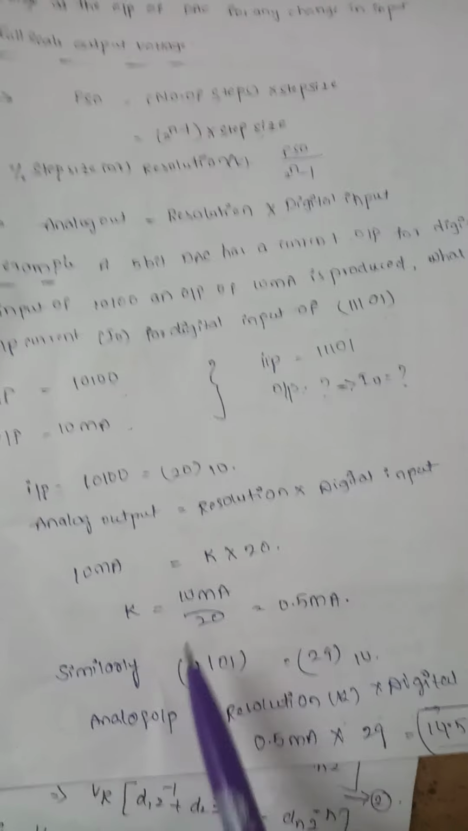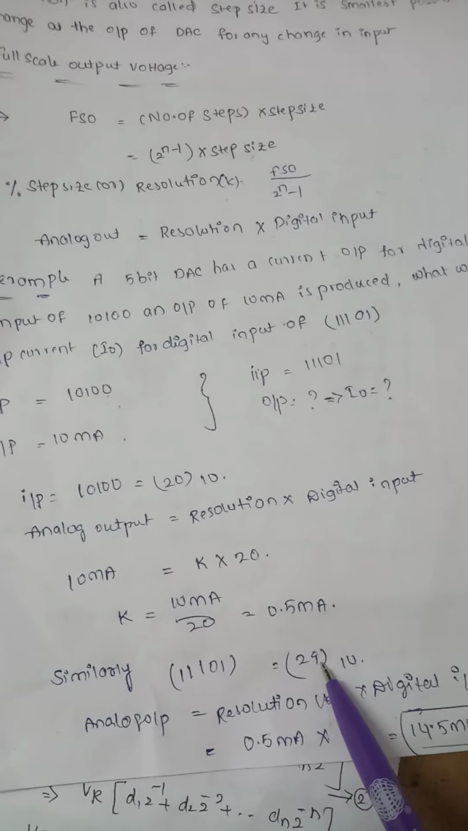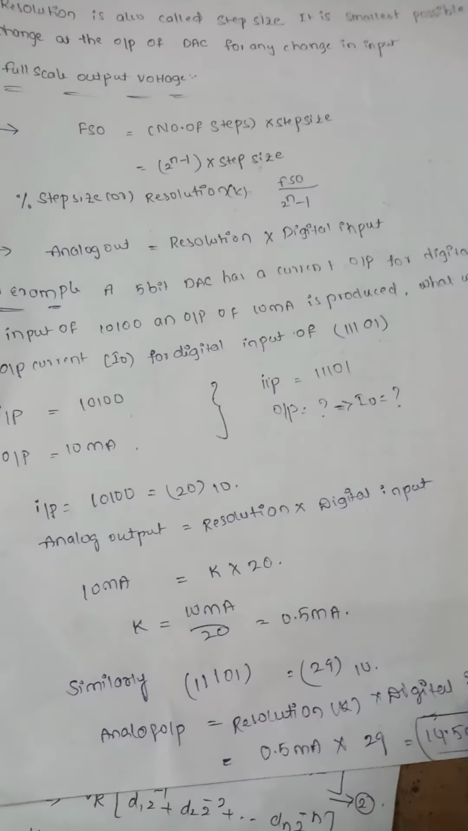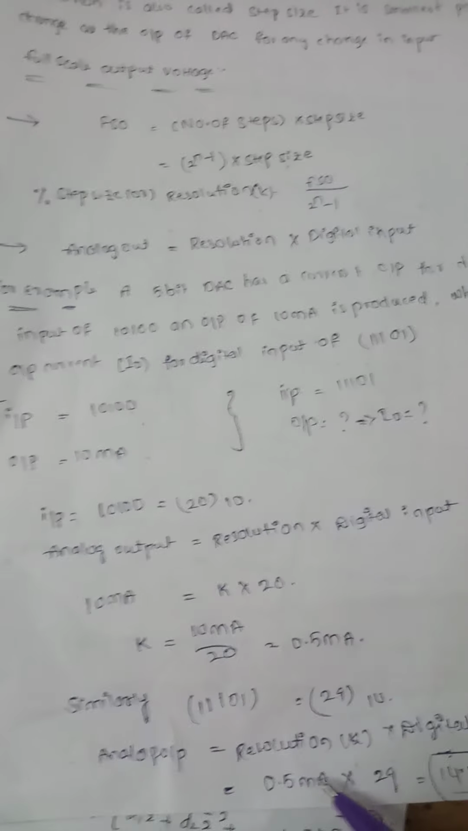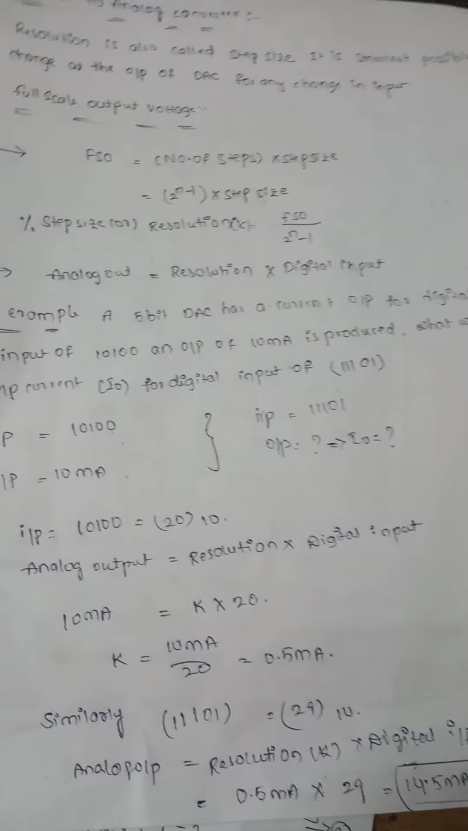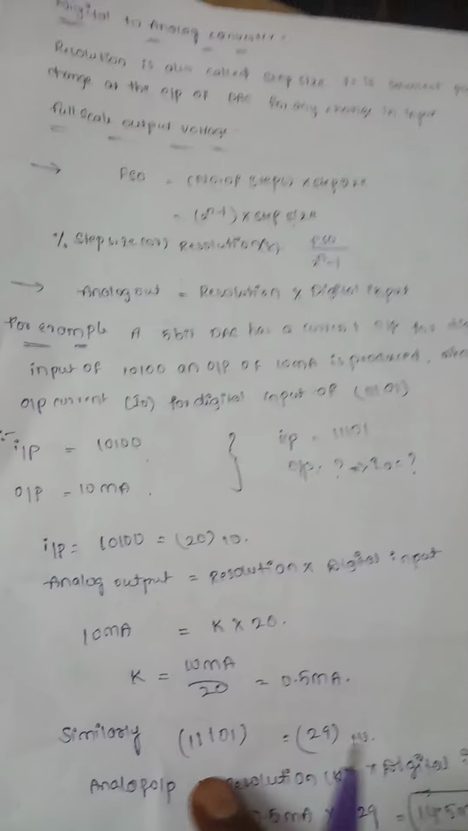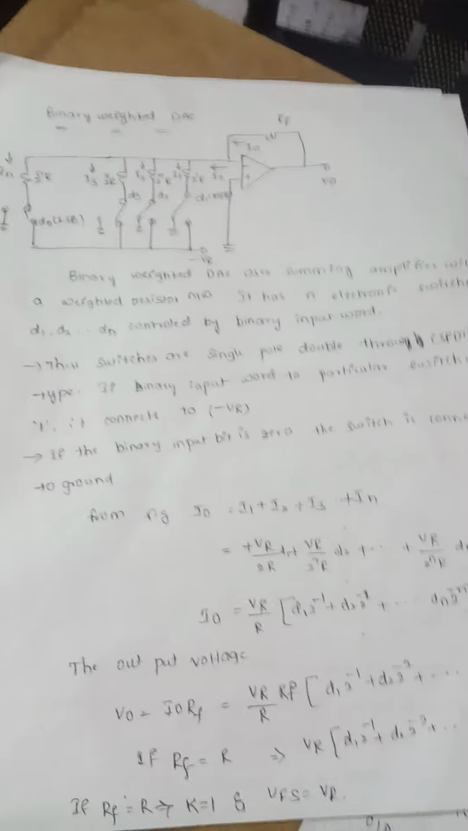Similarly, what is the input? 11101. For that the decimal value is 29 base 10. Analog output is equal to resolution into digital input. So already we know the resolution, that is 0.5 milliamps into 29. That is equal to this one. So from that you can easily calculate the analog output from digital.